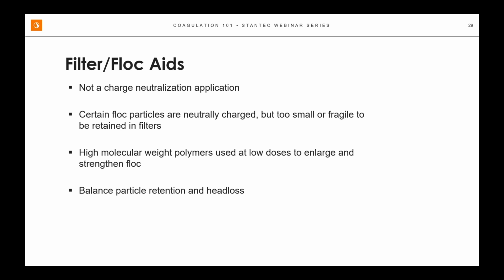You may need that heavy, big flock to work in a clarifier, or they may be too fragile to be retained in filters. And lime softening plants are particularly susceptible to that. You get neutral lime softening particles, mag hydroxide and calcium carbonate, but they're very small. They don't get retained well in filters. So in those situations, sometimes a high molecular weight polymer can get used at fairly low doses, and it enlarges and strengthens the flock so it sticks in the filter better. And you've got to balance the particle retention and the head loss.